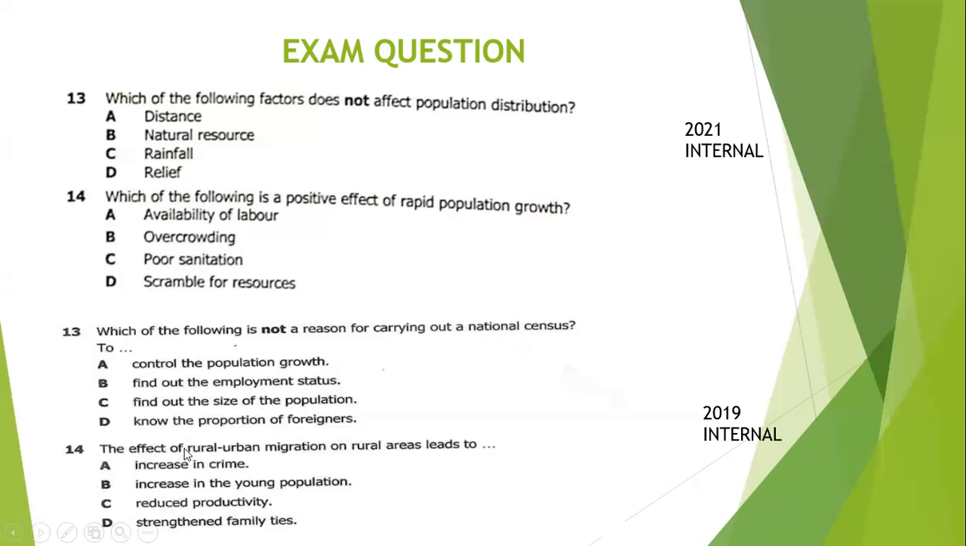Question 14, the effect of rural-urban migration on rural areas leads to. Now, what happens if a lot of people are leaving rural areas and are trying to settle in urban areas? There is increase in crime in rural areas? No. Increase in young population? No. Reduced productivity, strengthened family ties. So the best possible answer is reduced productivity. When there are too many people leaving rural areas, what happens to the rural areas? There'll be no productivity because the productive people are moving out.